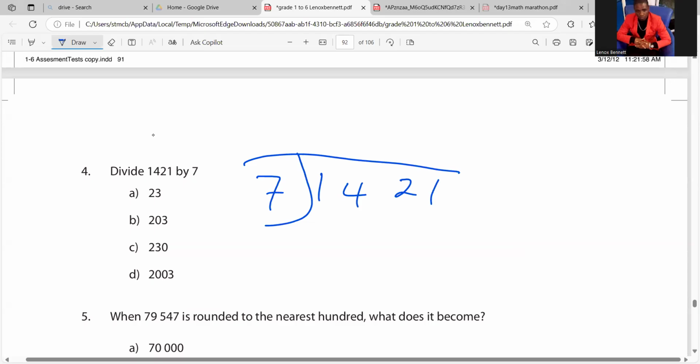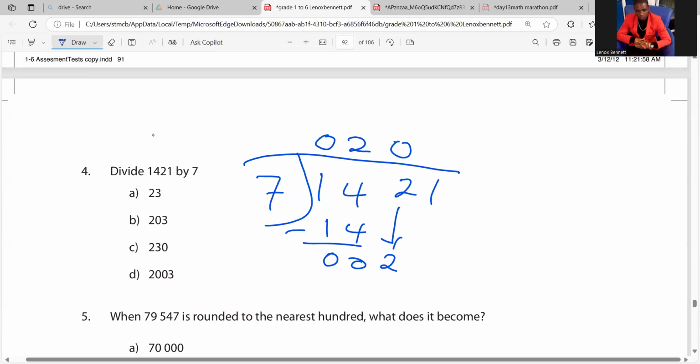All right, let's go. So we have 7 into 1, we can't. 7 into 14, 2. So notice where I put the 2. I don't put it over the 1, I put it over the 4. Then we multiply 7 times 2, which is 14, and we subtract, we get 0. So now 7 into 0, we can't. No, carry down the 2 first.